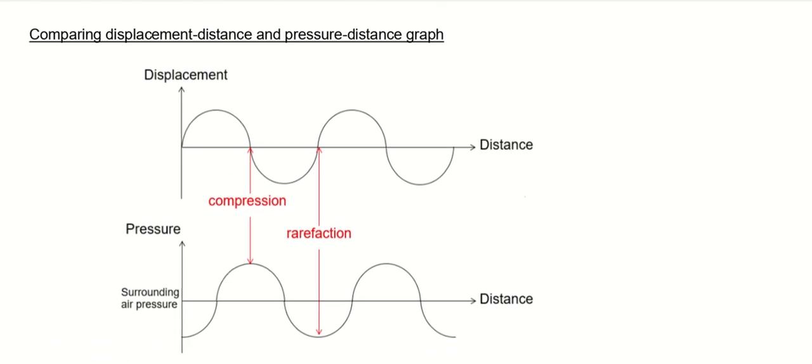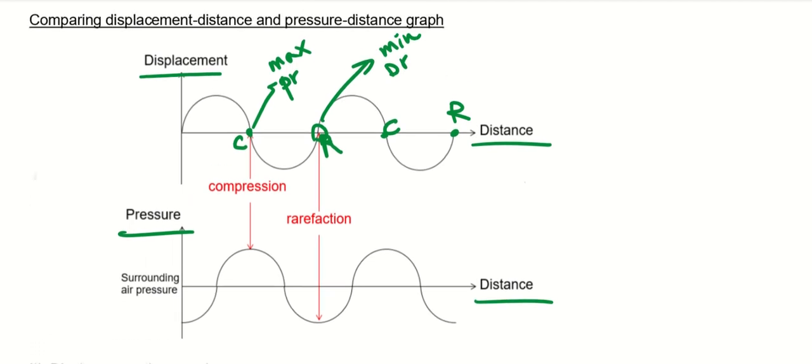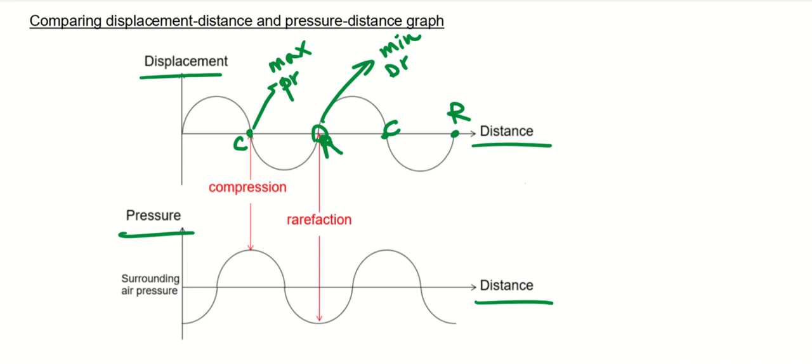Okay, so let us compare a DD graph and a PD graph, displacement-distance and pressure-distance. There's a subtle difference. This is compression, and this is rarefaction, for a displacement-distance graph. So I have compression again, and then rarefaction again. But when it's translated to a pressure-distance graph, compression is actually maximum pressure, and rarefaction is minimum pressure. So this is the comparison between the displacement-distance graph and the pressure-distance graph.